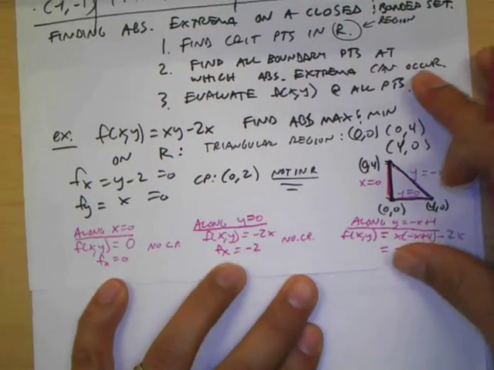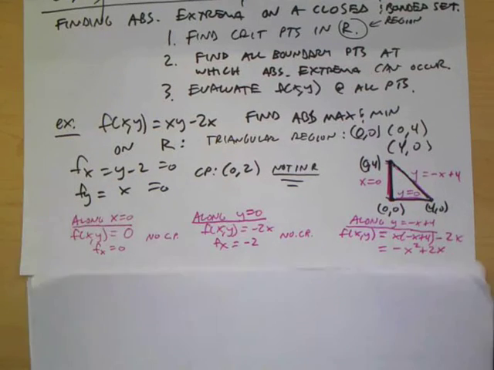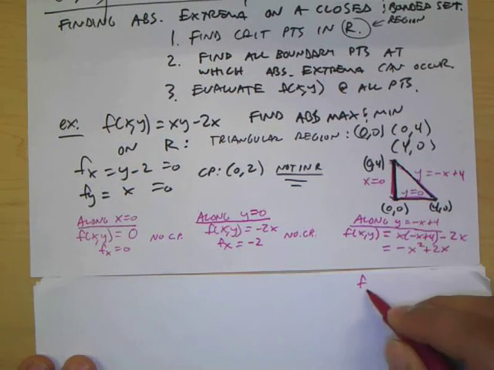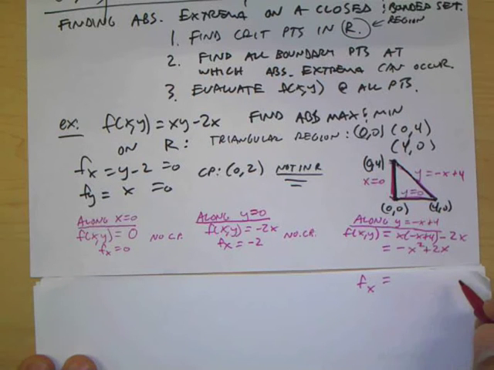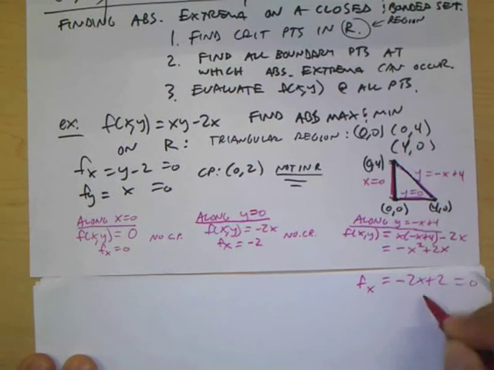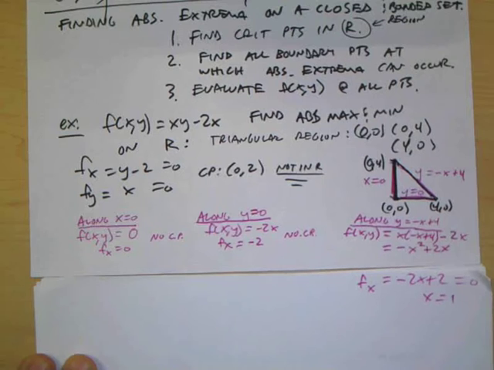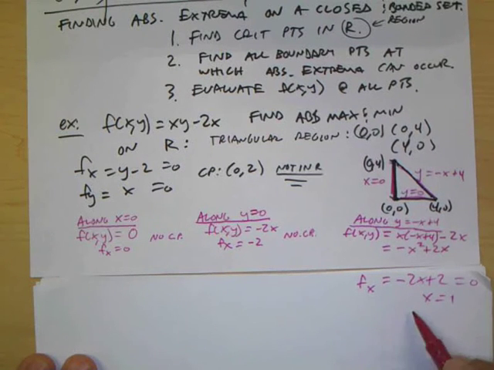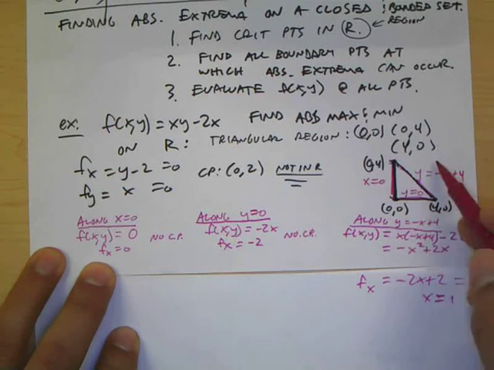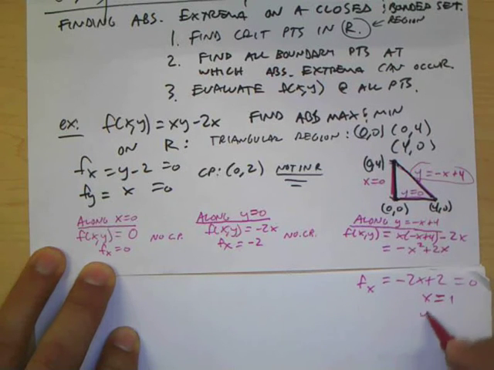Alright, so now we do have something to work with here, because if we find partial x, what do we get? x. Negative 2x plus 2. Which gives us that x has to be 1. And now, we could go ahead and find partial y if we needed to, but the important thing is we know what y is already. Where is it? y equals negative x plus 4, right? So what does y have to be?